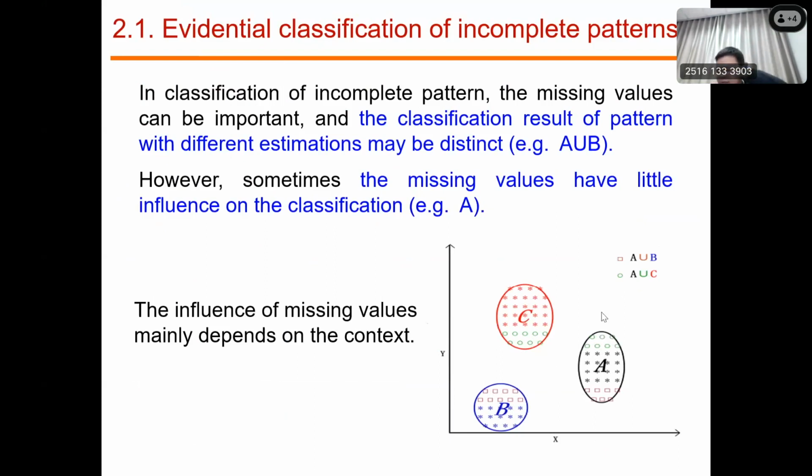So we can see that the missing data, the missing value, sometimes plays a very important role for the classification. For example, for these green points and these red squares, the missing value is very important for the specific classification. But for the stars, the red star, dark star, black star, and blue star, in fact, the X value is not so important. We can still obtain a very specific classification without the X value. So the influence of the missing value usually depends on the context.